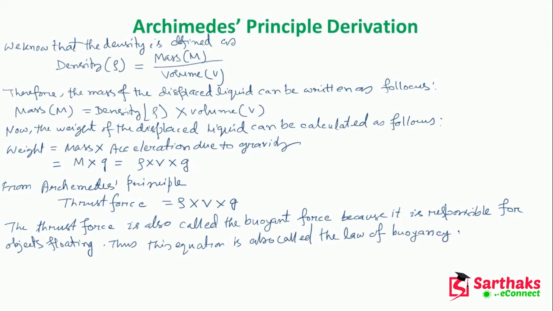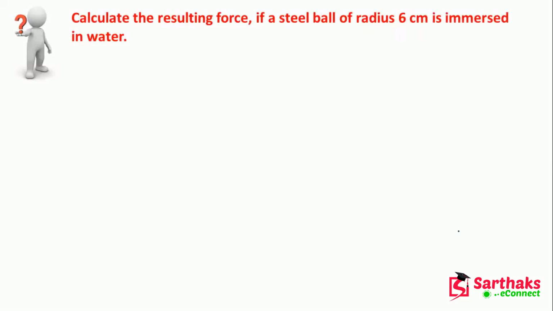Okay, so this is the derivation of Archimedes' principle. Now one numerical is here. Calculate the resulting force if a steel ball of radius 6 centimeter is immersed in water. So here, the radius of the steel ball is how much?